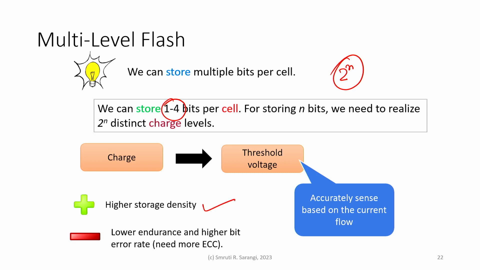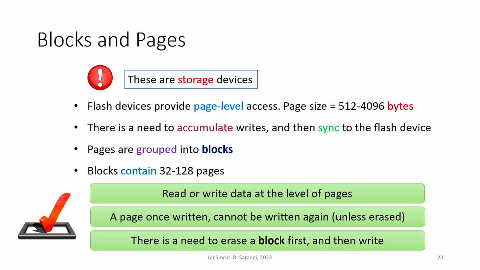Of course, this has a lower endurance, a lower shelf life. That is always a problem with these flash devices, that the shelf life is low. Why, we will see in the next 3 slides. And of course, we need more ECC, error correcting codes. Alright, so I promised you I'll talk to you a little bit about the redundancy aspect.